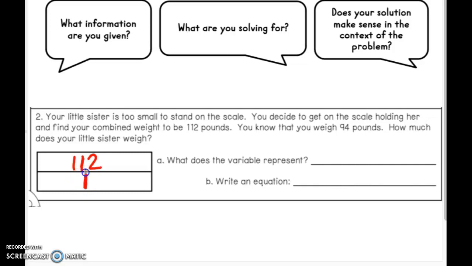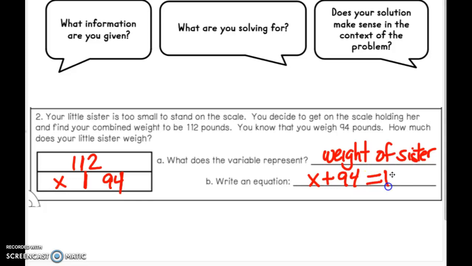Okay, so I'm going to put our line in the middle again. Little sister is X. We don't know what she weighs, but you know that you weigh 94 pounds. So our variable is the weight of your sister. That's what your X is. So now we're going to write an equation. This 112 has to equal these two together. So X plus 94 is equal to 112. And again, we're not asking you to solve them. We just want you to think about how you might set these up.